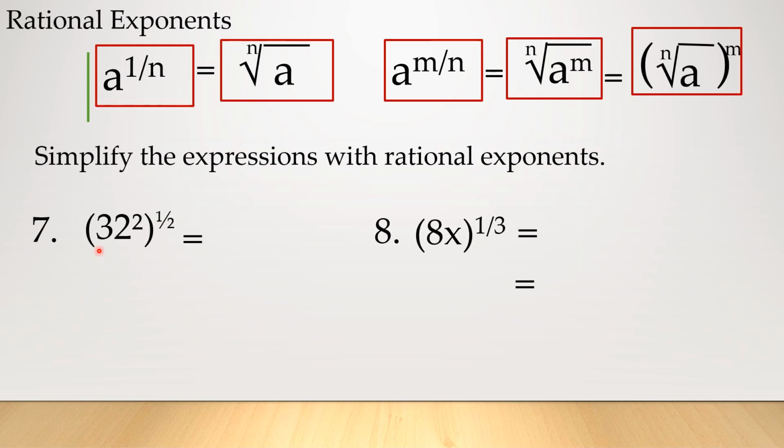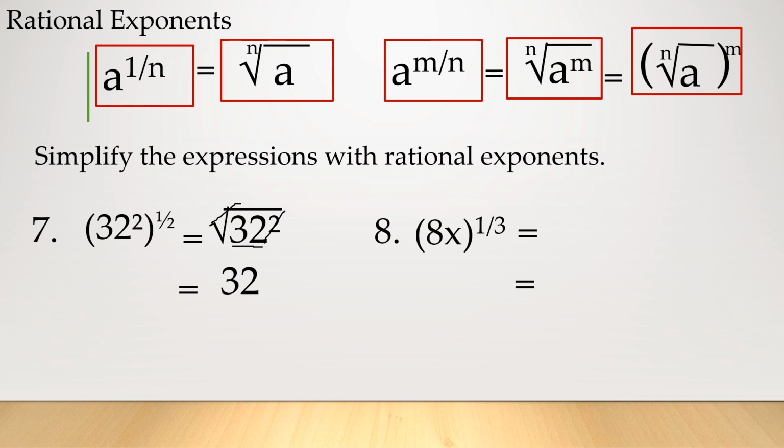So now here I have 32 squared and raised to 1/2, which means I'm going to change that to radical form. And since the exponent here is 2, and I have a square root here, it means I can cancel this. That is equal to 32, just a, whatever the radicand a is.